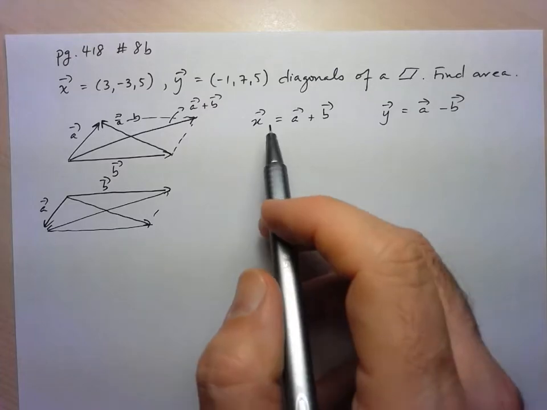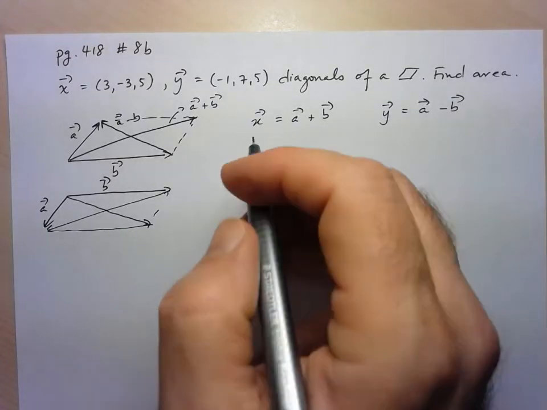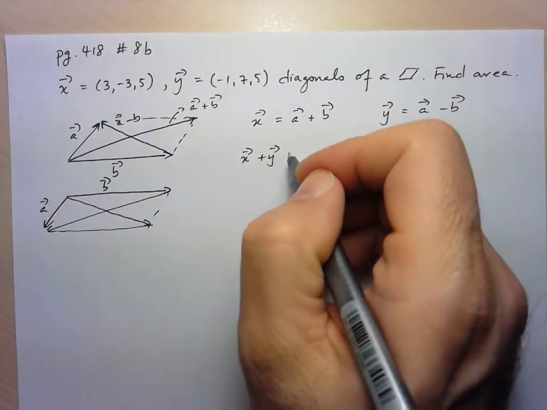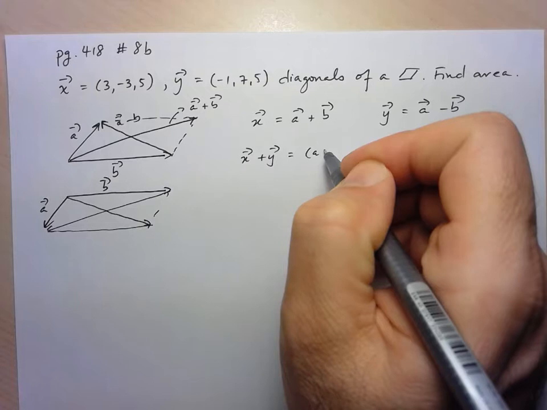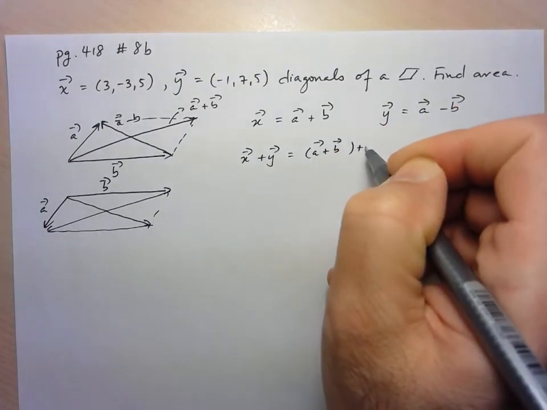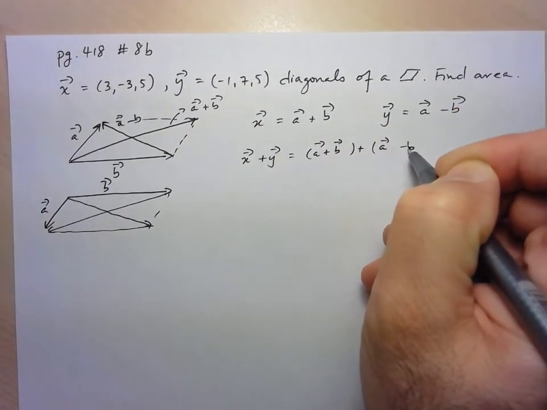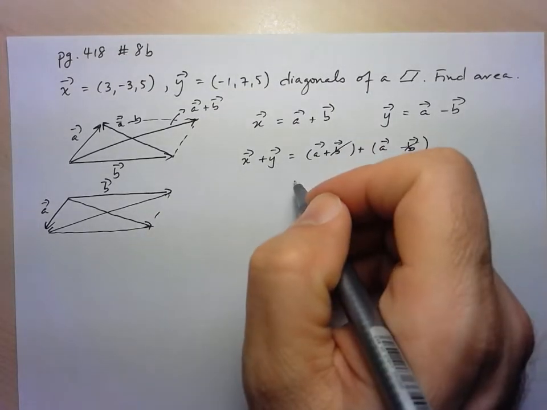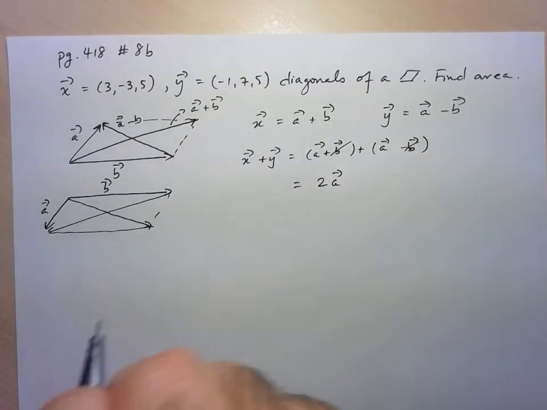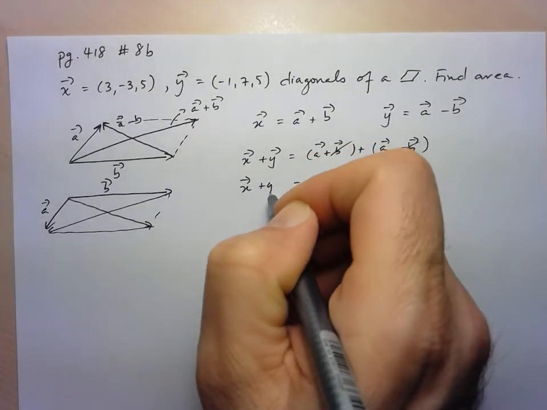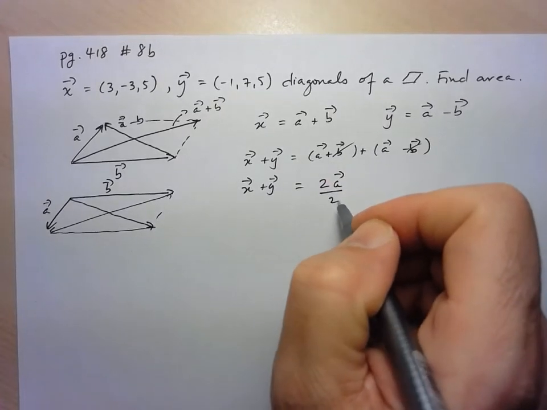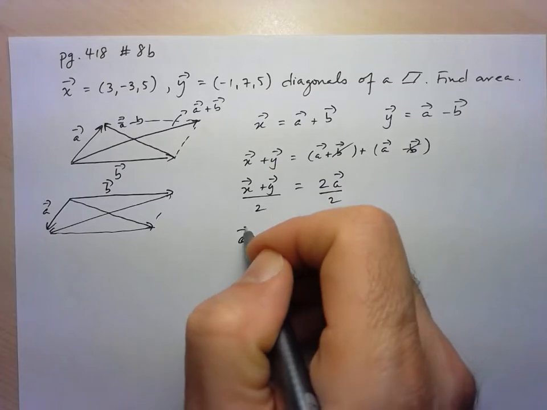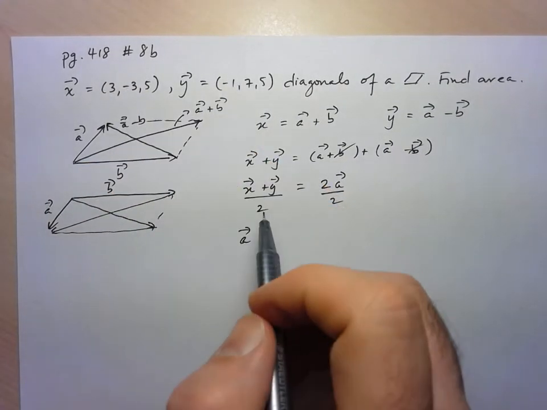And then we realize, oh wait a minute, if I add x and y, so if I take x plus y, what do I get? I get A plus B plus A minus B. And we see that the B vectors just cancel out to give us a 0 vector, so I'm just left with 2 times A. So if I just want the vector A, I just divide both sides by 2. So that means that the vector A is just given by x plus y divided by 2.